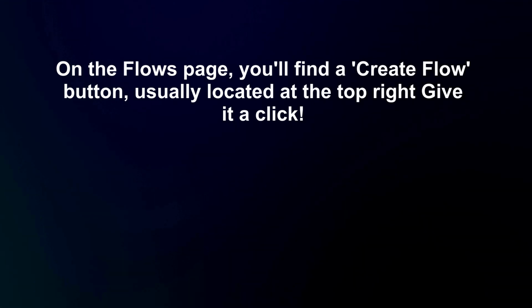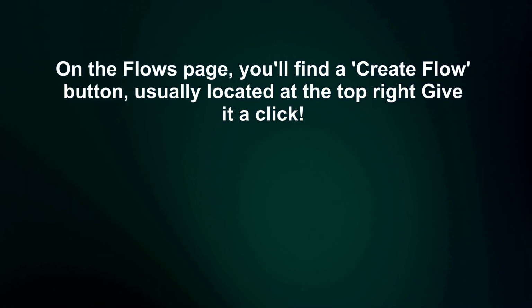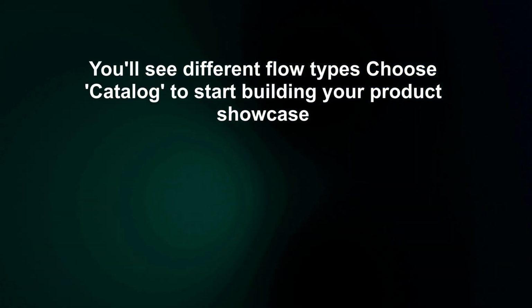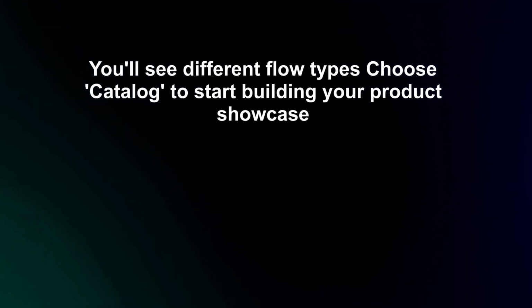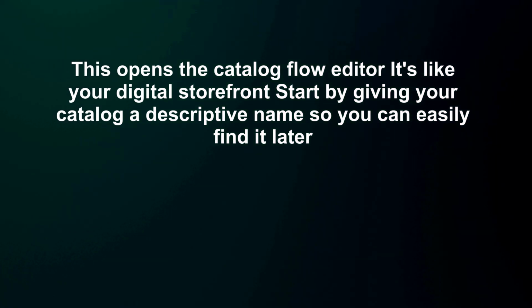On the Flows page, you'll find a Create Flow button, usually located at the top right. Give it a click. You'll see different flow types. Choose Catalog to start building your product showcase. This opens the Catalog Flow Editor. It's like your digital storefront.